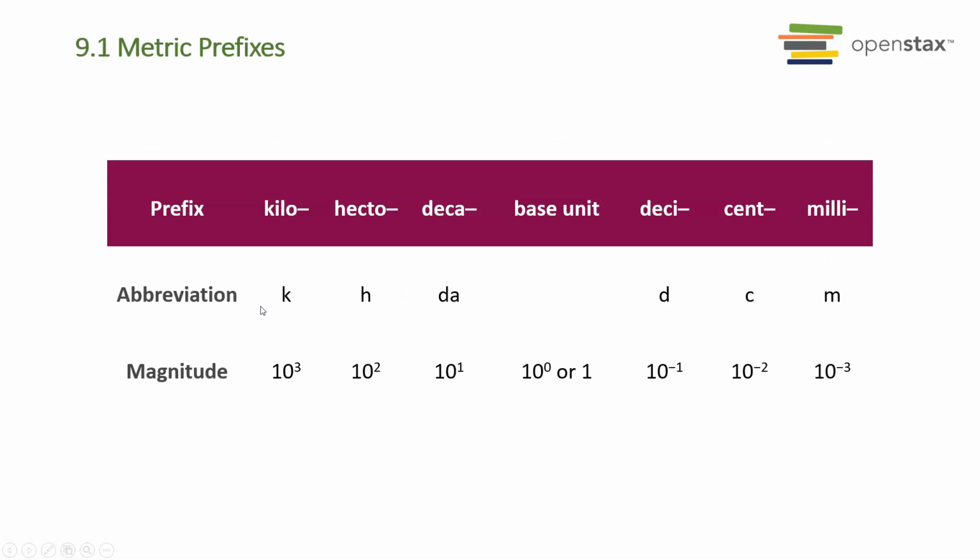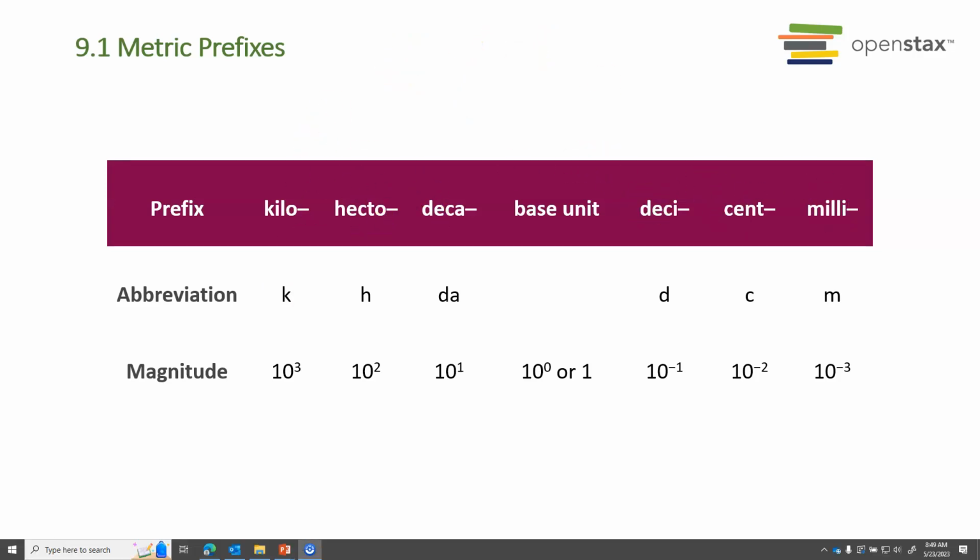The metric system has prefixes, which are letters that go at the beginning of a word to denote the size of something. So here we have 1, 2, 3, 4, 5, 6 different prefixes, starting with their abbreviation. So we'll talk about the prefixes. You have kilo, hecto, and deca. Base units are not prefixes. This is your meters, liters, and grams. So we can write right here, meters, liters, and grams. So these are your base units. And then deci, centi, and milli.